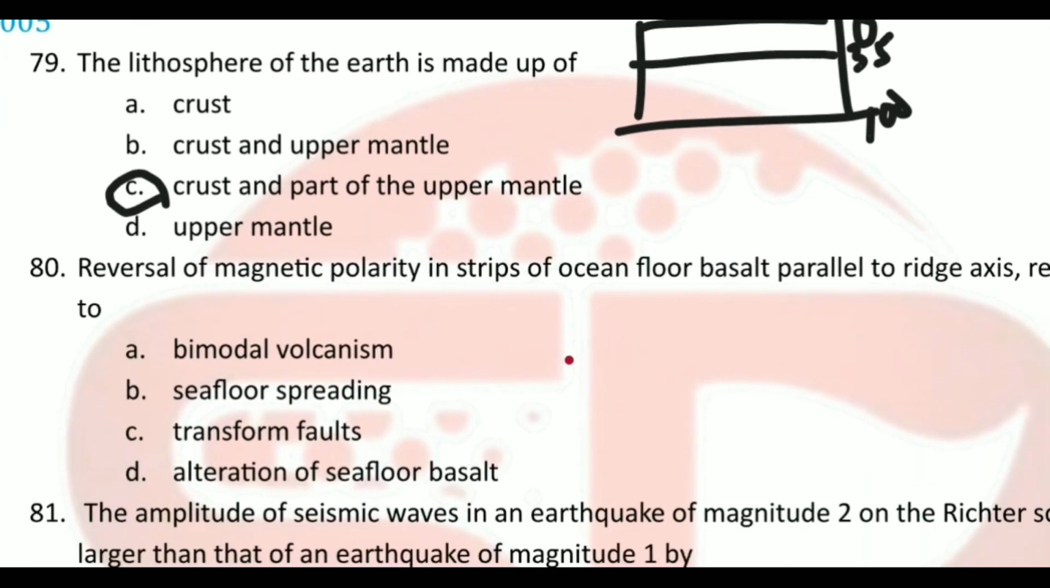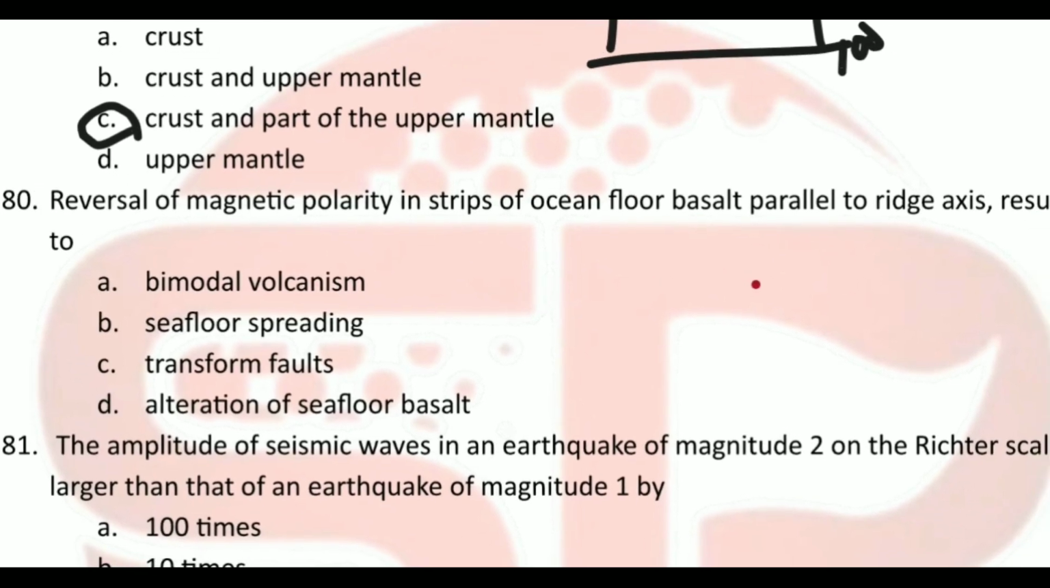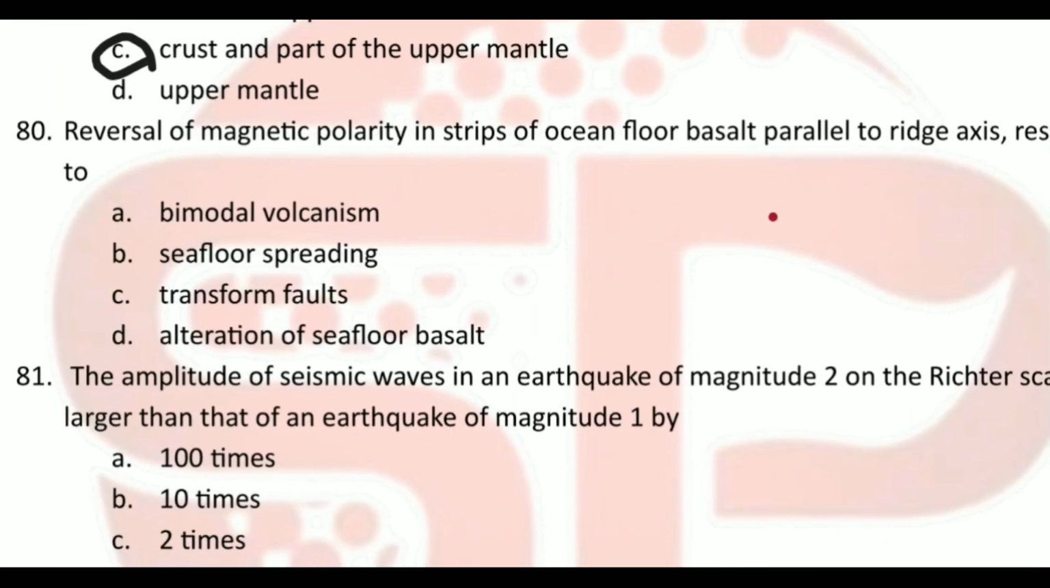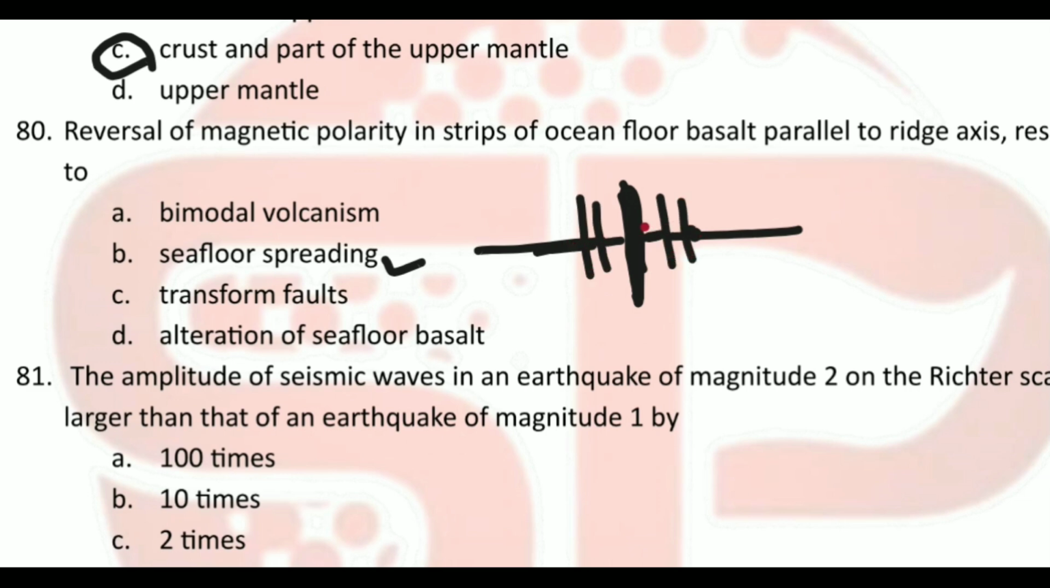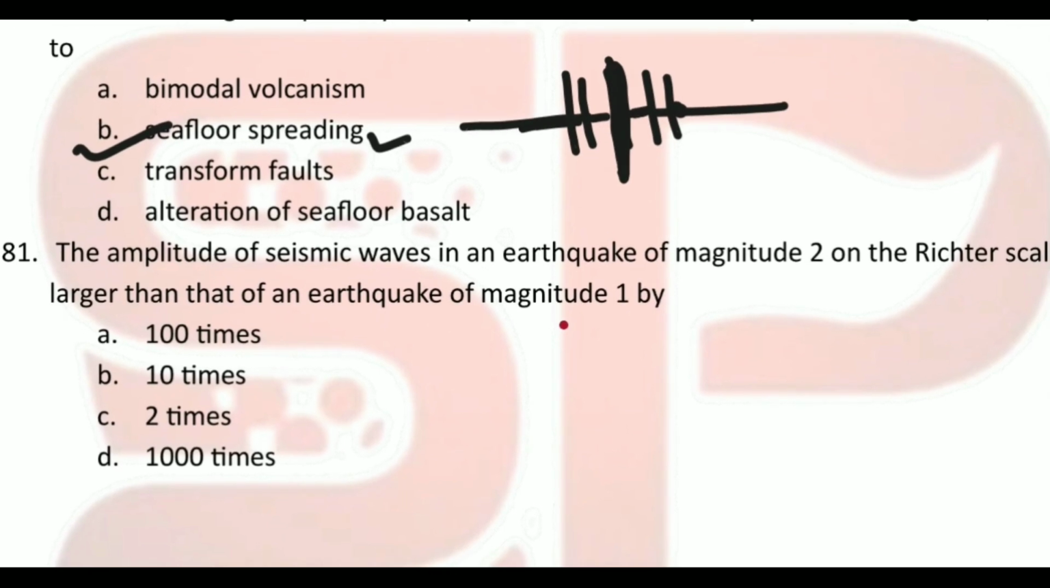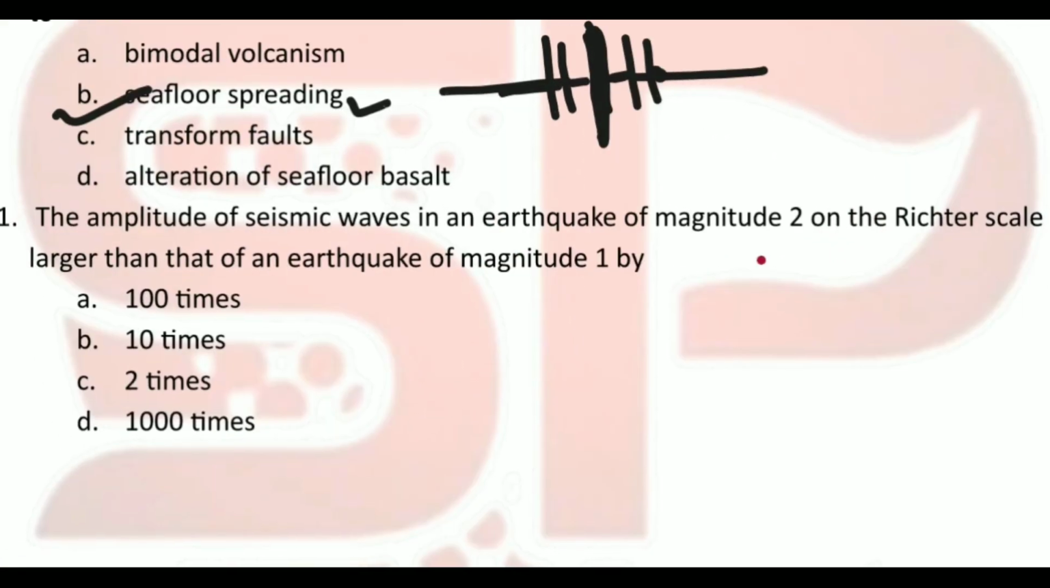The reversal of magnetic polarity in strips of ocean floor basalt parallel to the ridge axis results due to what? It is because of sea floor spreading. Because of continuous volcanism at the divergent plate boundary, new crust is formed at the mid-ocean ridge, spreading to both sides, and it also preserves the paleomagnetism. The magnetic stripes are produced by the magma as it cools. That's sea floor spreading.